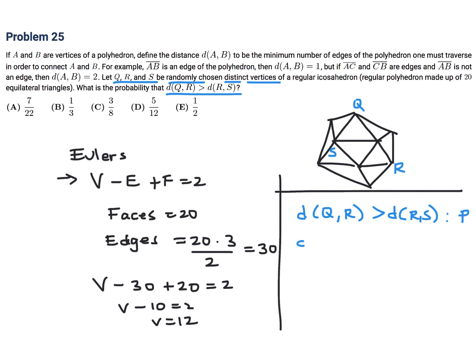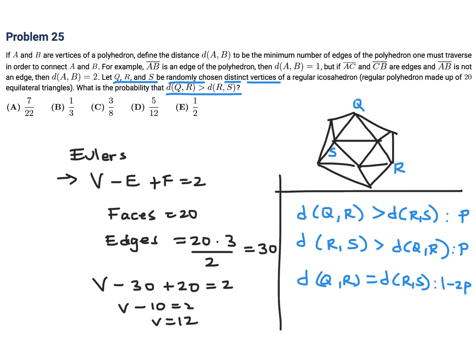And therefore, since they're randomly selected, if we did RS compared to QR, the other way around, that would also be P. And therefore, they'd be equal when the probability is 1 minus 2p, because all of these have to add up to 1. Right? Because it can be either greater than, less than, or equal.